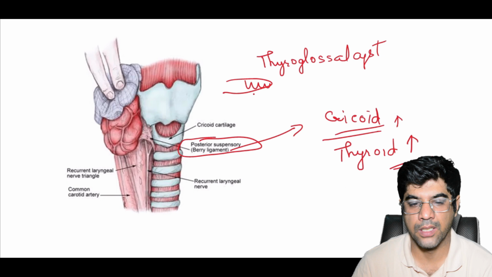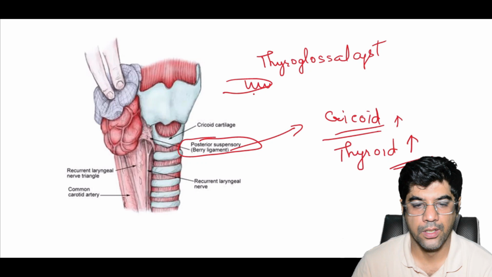Other test is swallowing test. During swallowing, the entire larynx and hyoid bone are elevated along with the thyroid cartilage due to action of various muscles including suprahyoid. So this ligament of Berry connects the thyroid to cricoid cartilage, which causes thyroid gland to move upward with the larynx.